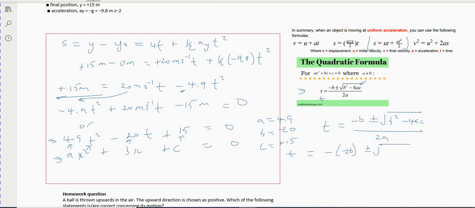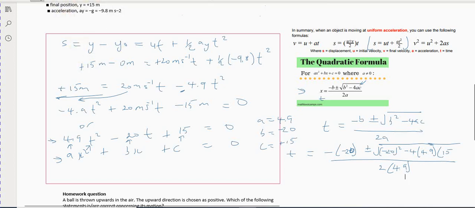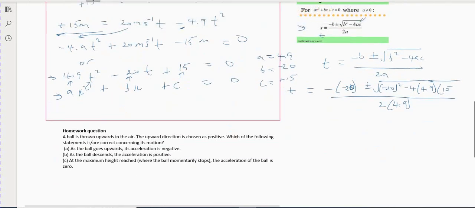Square root of b squared, so that's negative 20, negative 20 squared, minus 4 times a, which is 4.9, close bracket, times c, which is positive 15, and all of that is being divided by 2 times 4.9. Alright, we're almost there.